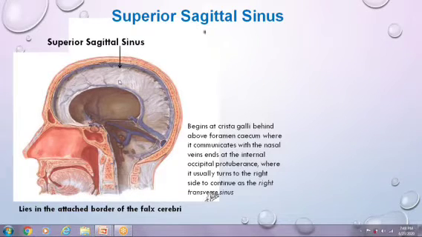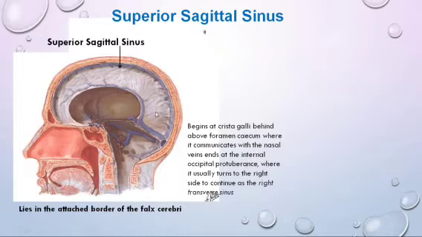Now this is the attached margin and this is the free margin. You can see the superior sagittal sinus in the attached margin of the falx cerebri. It starts at the crista galli, just behind and above the foramen cecum. Here it communicates with the nasal vein and it extends up to the internal occipital protuberance, where it usually turns to the right side and continues as the right transverse sinus. This is usual. Sometimes, unusually, it may turn to the left side and continue as the left transverse sinus.